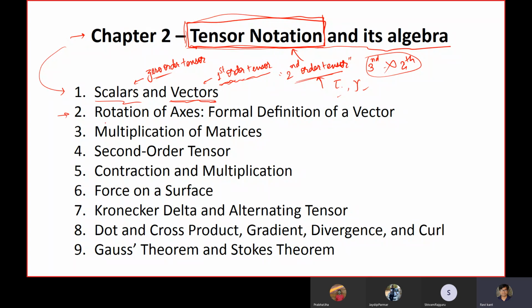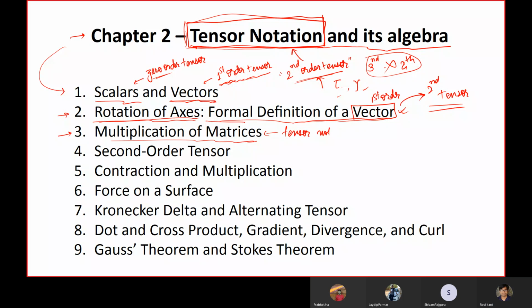Next thing we will talk about is the rotation of axis and the formal definition of a vector. We'll talk about vectors a bit, and then we can move into the real tensors, the second order tensors. Once we are equipped with first order tensors, we are well placed to understand second order tensors, and all sorts of rotation of axis we'll see in this chapter. Next we will see the multiplication of matrices and how it is written in terms of tensor notation. The notation which we use here is sometimes also called Einstein notation.